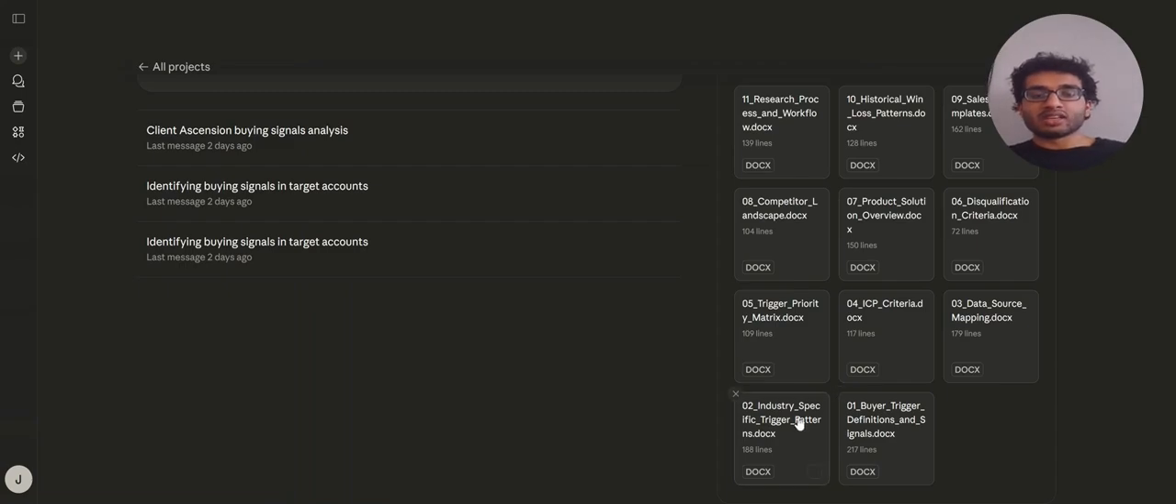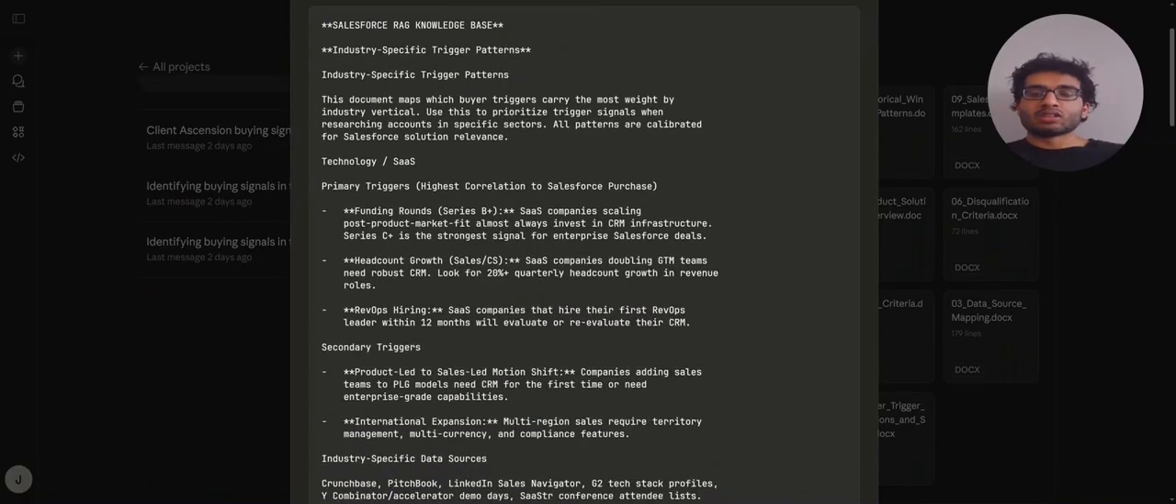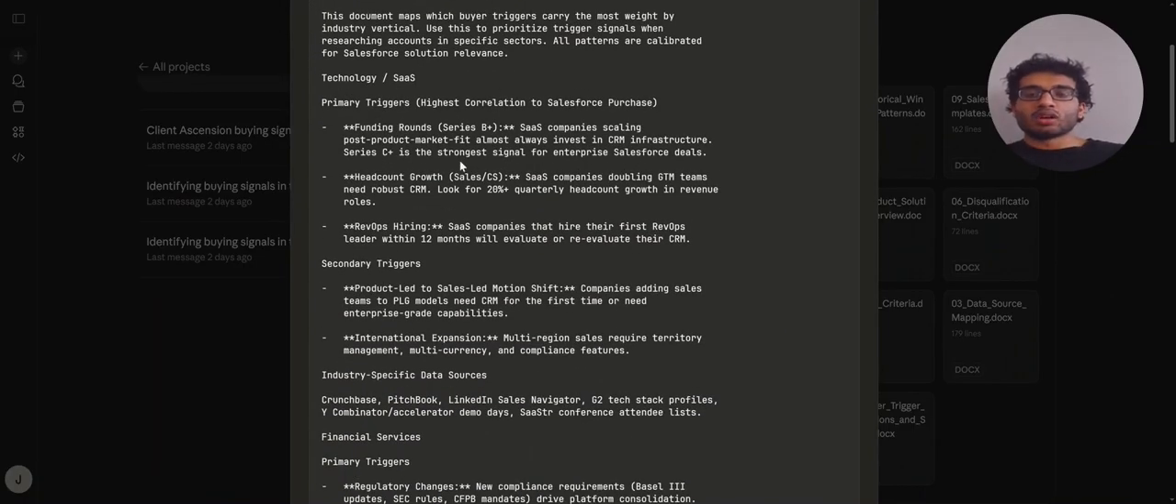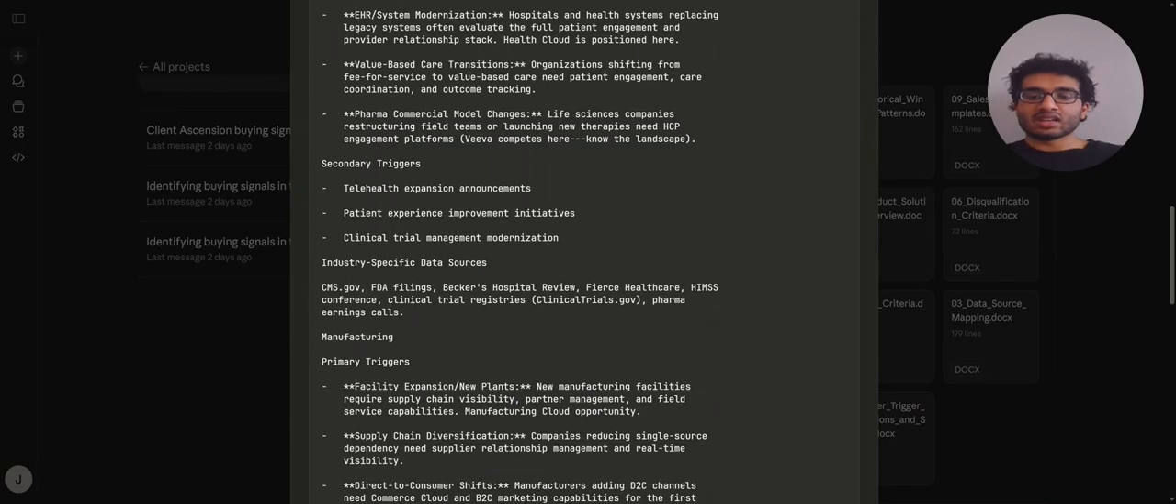Another important one is industry-specific trigger patterns. And this depends on the vertical, right? If you have only one vertical, like let's say you just sell to financial services companies, maybe you don't need to do this. But I just said I'm a generic Salesforce account executive. So it will identify what sort of triggers you need for each industry. For example, is it a technology or SaaS company, financial services, healthcare and life sciences? And it's important for you to furthermore specify where to get the data from.